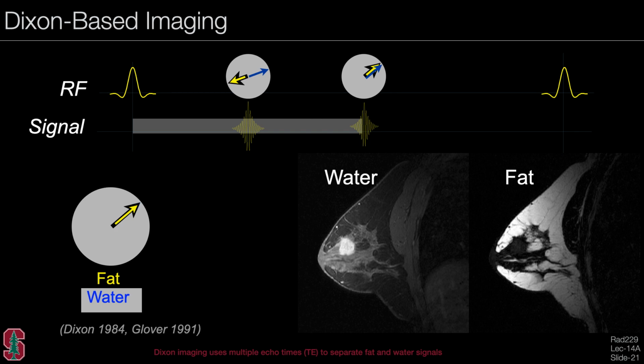Now there's also a three-point Dixon imaging, which uses a third echo that's typically in phase, and the combination of 3 echoes is used to remove the background variation.